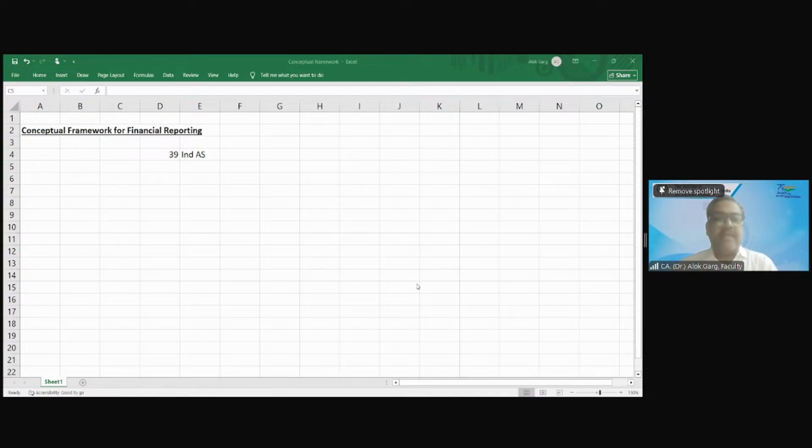Okay, is that clear? So friends, due to this conceptual framework for financial reporting, you will find the basic essence of all the Indian accounting standards. Doesn't matter what topic those standards relate to, the basic fundamentals of all these Indian accounting standards will be the same.